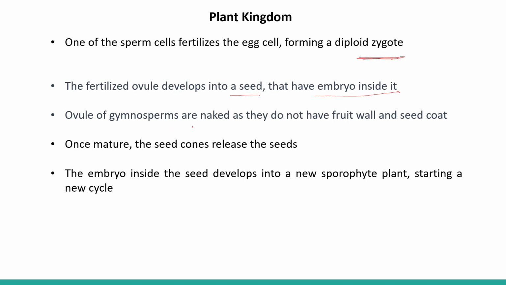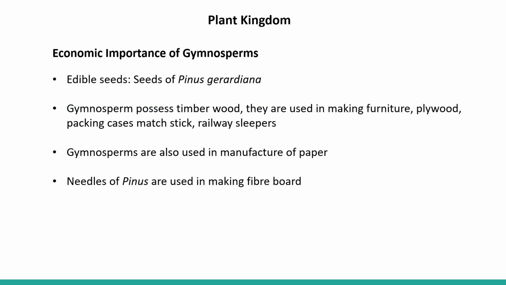The ovules of the gymnosperms are naked. This is a very important point. Its ovules are naked because they do not form any fruit-like structure, and they do not have any fruit wall or a seed coat. Once mature, the seed cones release the seeds. The embryo inside the seeds develops into the new sporophyte plant, starting a new cycle. All this we have already discussed with the help of the figure.